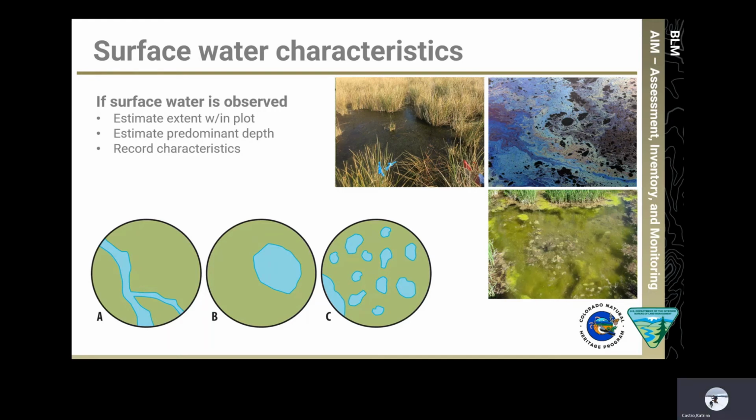Further guidance on water surface characteristics can be found in the text box on page 66 of the lentic AIM protocol. You can also find guidance on water smell and substrate textures on page 67 of the protocol.